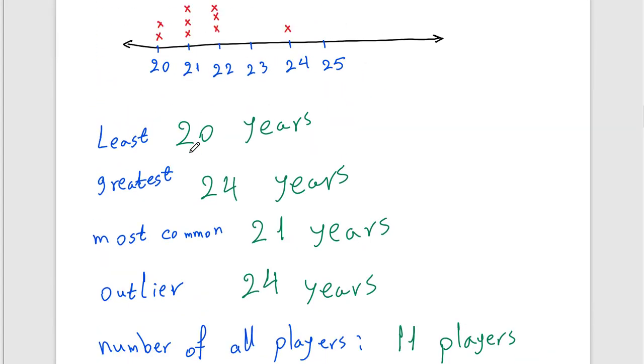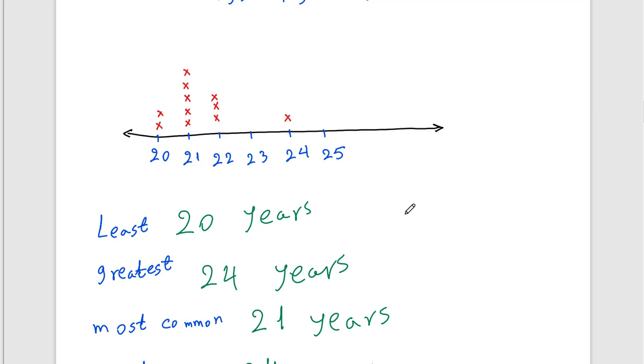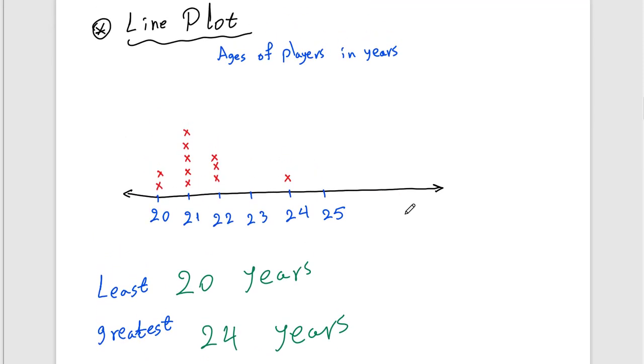Again, Salman? This is Adam or Salman? Who's speaking? Salman, yes. In greatest, you put 24 years. It used to be 20. Oh, you don't have any player with age 25, right? How many players 25 years old here? I don't have. None. So we don't have 25. We have one player 24 years old. Okay.